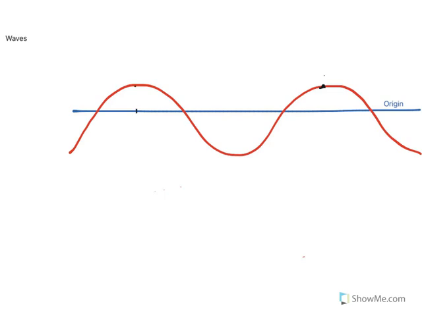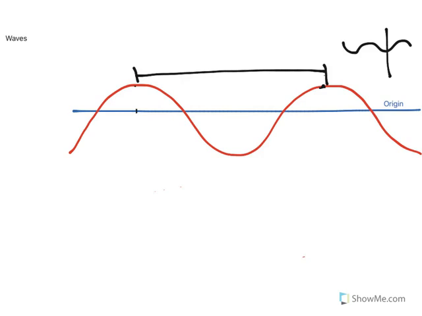Now, waves can vary in terms of frequency or wavelength. In some cases you can have waves with long wavelengths, and if they have long wavelengths, then fewer will be able to pass a given point in a certain amount of time.